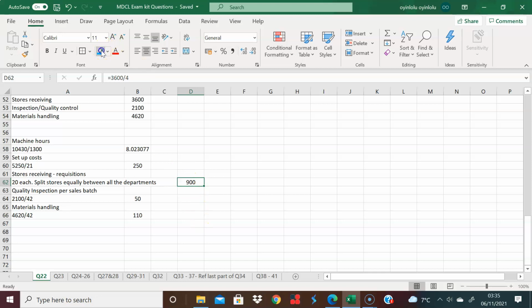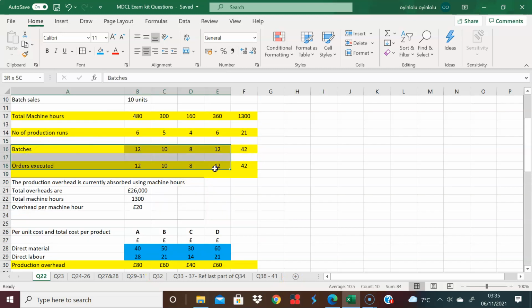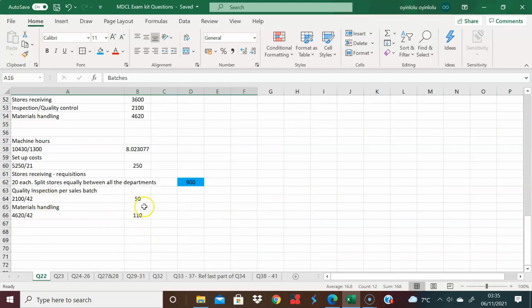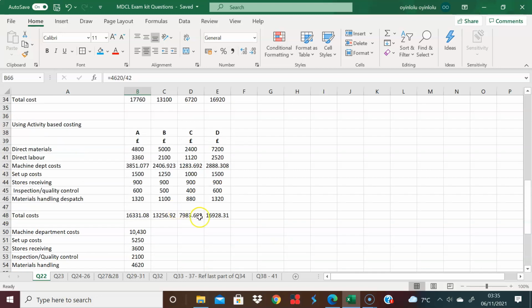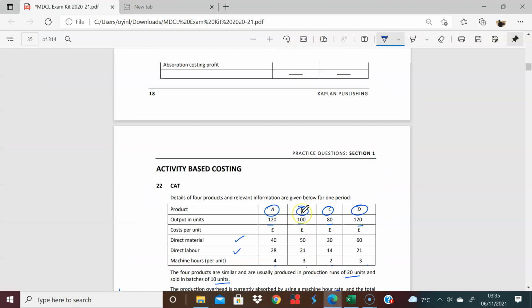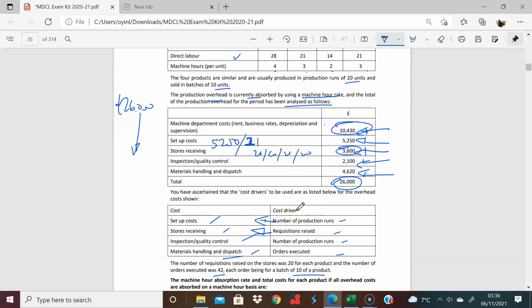This is a total cost, actually, this figure here. Like I said, you had 42 batches, sales batches, and 42 delivery batches, if you remember over here. That's what these ones over here are. So therefore, I can find what it is per quality inspection, 50, and 110 per materials handling. And now what I simply do is I go into the question and ask, well, what's the story for each of them?